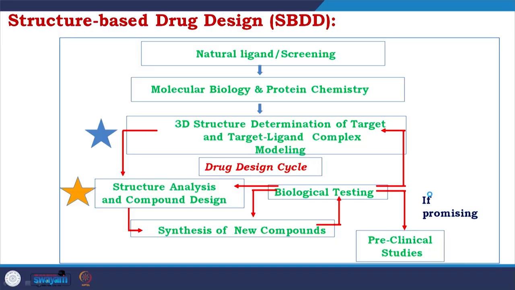molecule. So, as we take a look at structure based drug discovery, we have the natural ligand, we get them directly or we get them through screening, we go for molecular biology evaluation, protein biochemistry, then we get the 3D structure determination of target and target ligand complex. If not, we go for modeling, and then we go for structure analysis and compound designing, biological testing, synthesis of new compounds, and if promising, we go for preclinical studies.